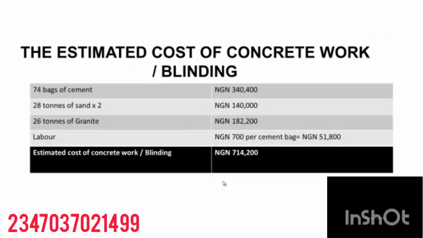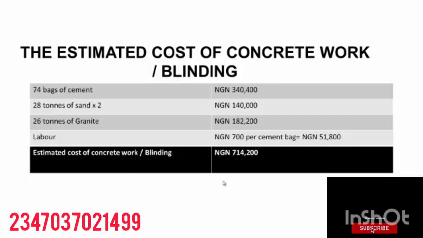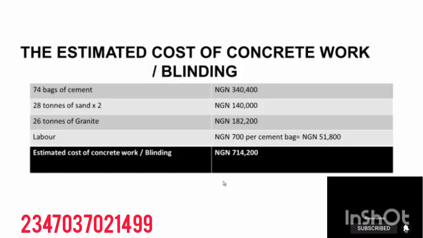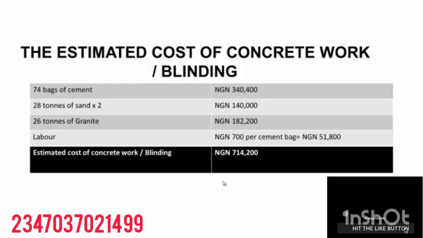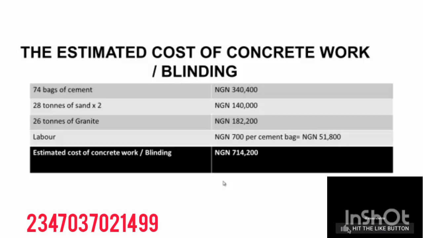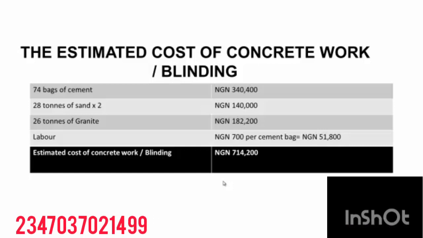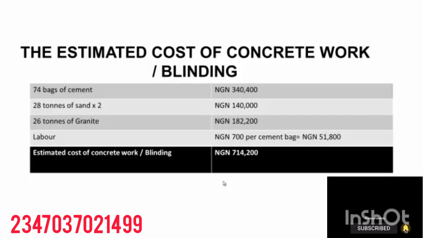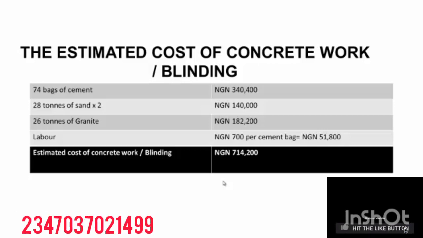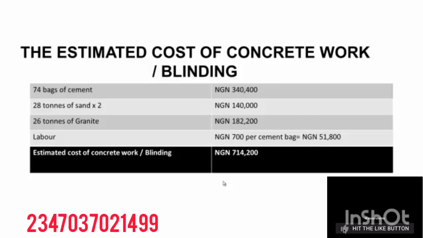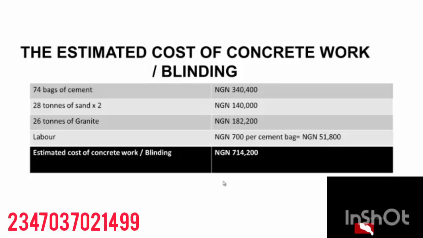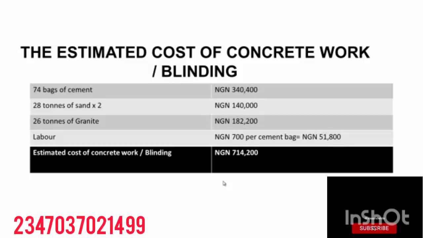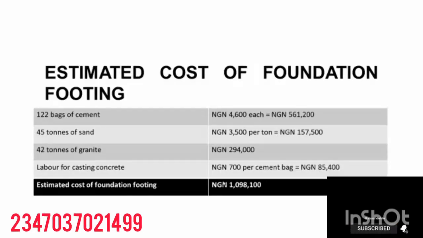Okay, let's move on. The estimate cost of concrete work, I have 74 bags of cement, with the total of 340,400. 28 tons of sand, divided by 2, which is about 140,000. 26 tons of granite, which is about 182,200. Then labor 700 naira per bag of cement, which is total of 51,800. Then total amount here for the estimate of concrete work is about 714,200.